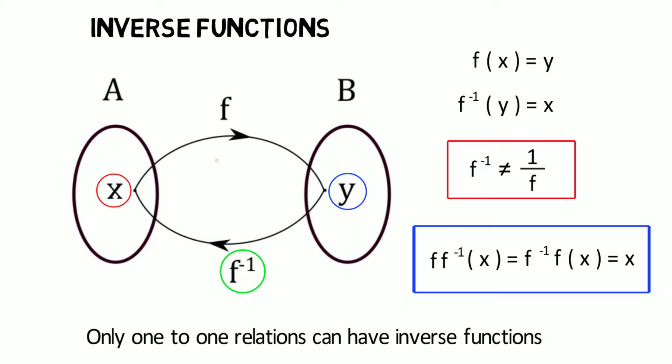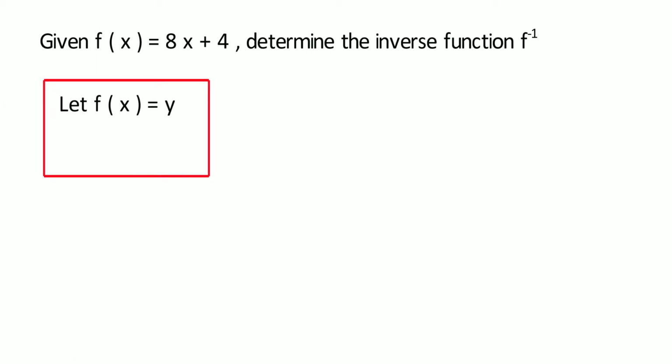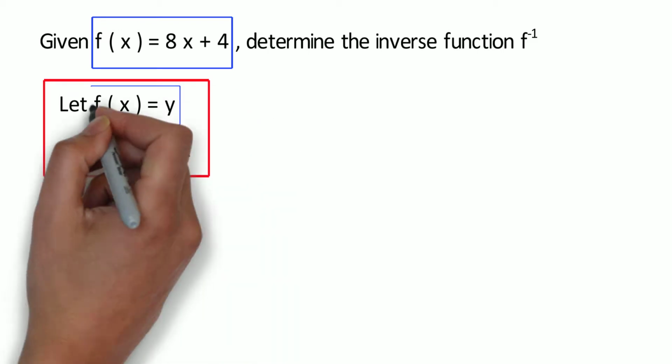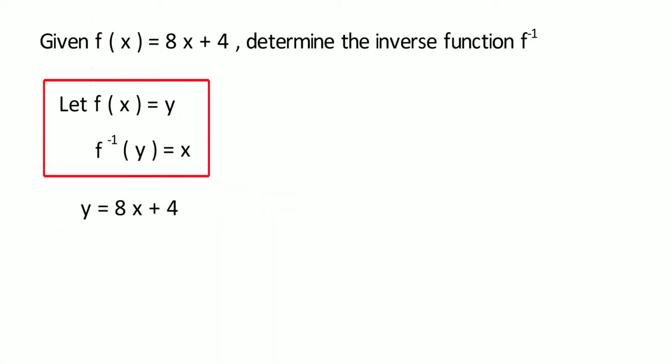Let's take a look at how to find the inverse function from a given function. In this example, we are given the function f(x) equals 8x plus 4. So determine the inverse function f inverse. The first step of this problem is to let f(x) equal y and f inverse y equal x. Now we are already given the value of f(x), and f(x) equals y. So y equals 8x plus 4.